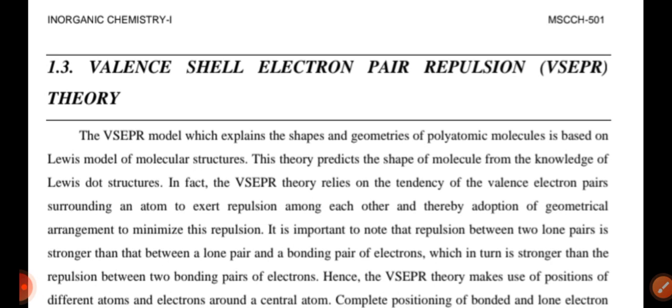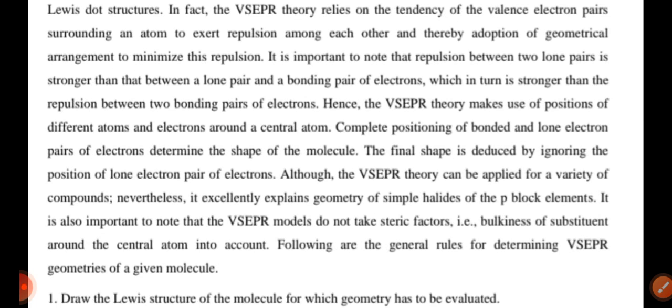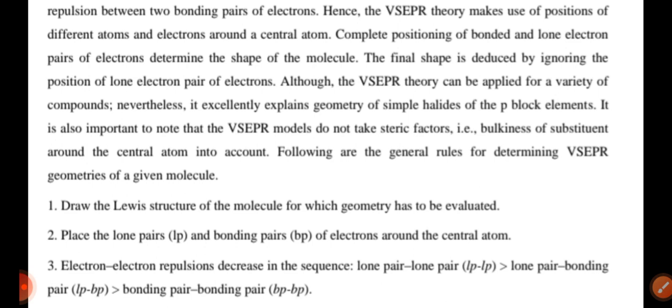It is important to note that the repulsion between two lone pairs is stronger than the repulsion between a lone pair and a bonding pair of electrons, which in turn is stronger than the repulsion between two bonding pairs of electrons. Hence, VSEPR theory makes use of the positions of different atoms and electrons around a central atom. The positioning of bonded and lone pairs of electrons determines the shape of the molecule. The final shape is deduced by ignoring the position of the lone pairs of electrons.